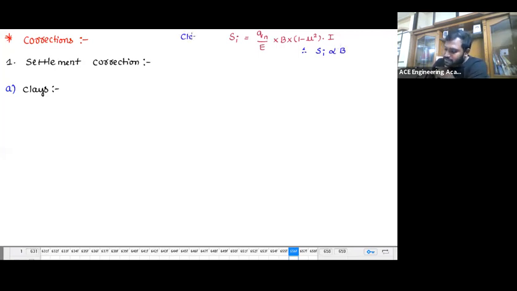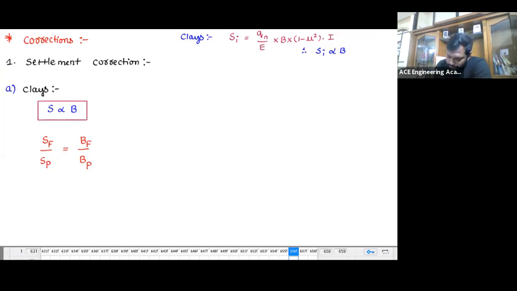This is for clays. In the case of clays, the immediate settlement is directly proportional to the width. So I know the width of the footing, the width of the foundation, then SF by SP is equal to BF by BP. So simple, right? You don't need to remember it here. Do I need to? No.